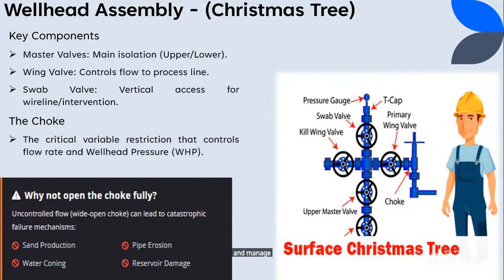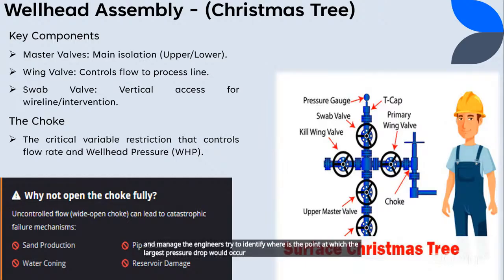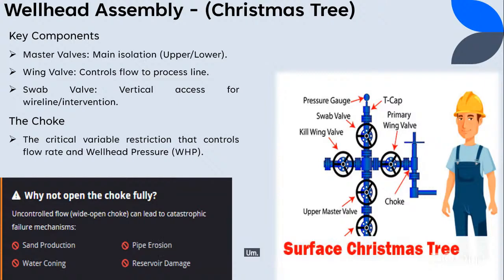So engineers try to identify the point at which the largest pressure drop would occur, and they also carry out test sensitivities there. Test sensitivities by trying out different tubing sizes, adjusting the choke setting, and artificial lift.